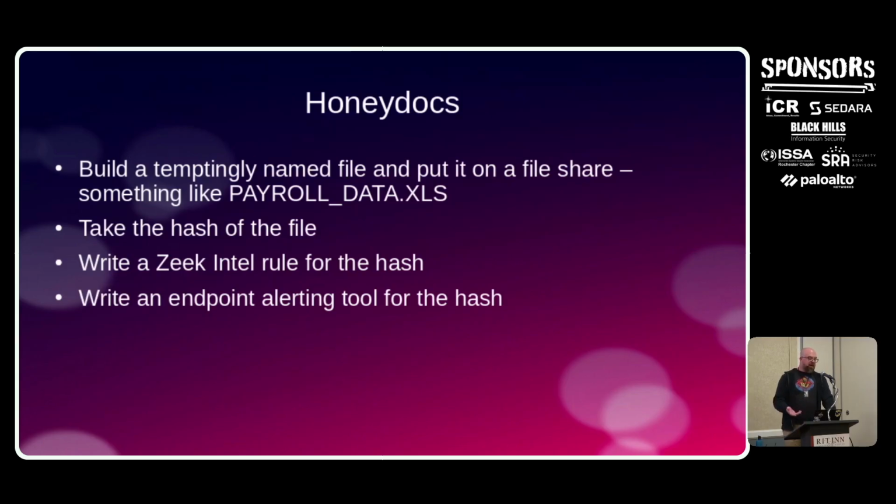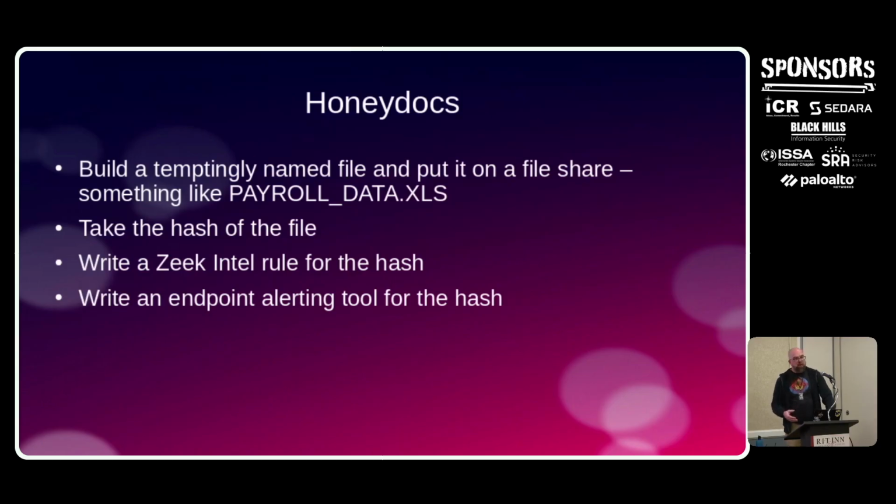Get the hash of the file. If you're running Zeek in your environment, or some other network monitoring platform with Zeek-like functionality, preferably Zeek, you can just take that hash and put an Intel rule in place that will alert you if that file is moved or accessed. So you've basically set up a big fat target, and like the tweet from Chris Sanders said, if somebody sees that, they're probably going to try to open it, retrieve it, and do something to it.